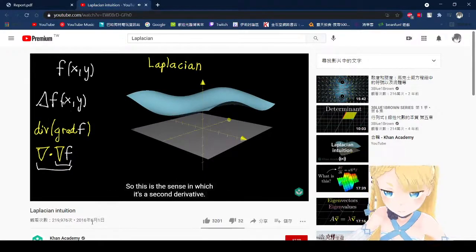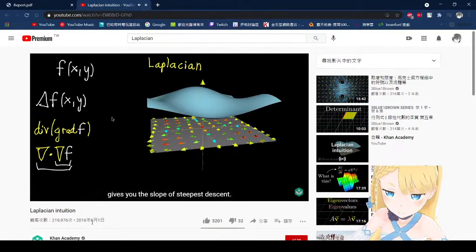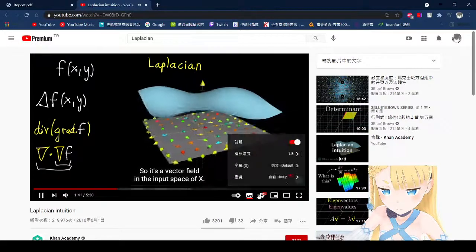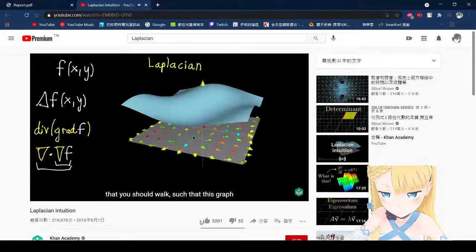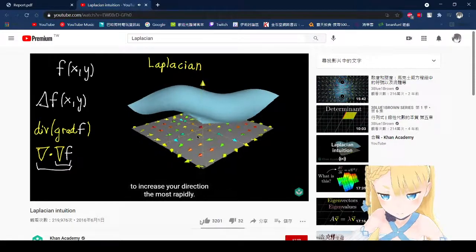So this is the sense in which it's a second derivative, but let's see if we can understand intuitively what this should mean. Because the gradient, if you'll remember, gives you the slope of steepest ascent. So it's a vector field in the input space of x, and each one of the vectors points in the direction that you should walk, such that if this graph is like a hill on top of you, it tells you the direction you should go to increase your value the most rapidly.